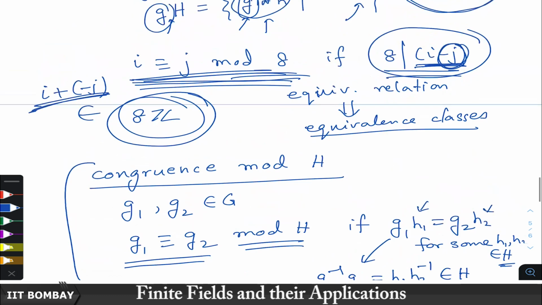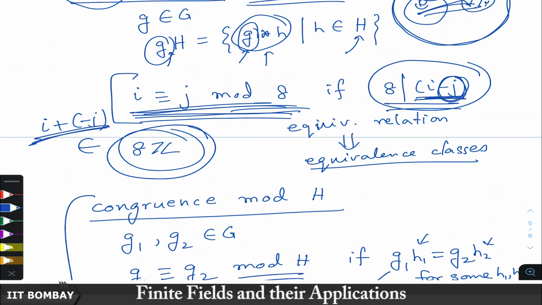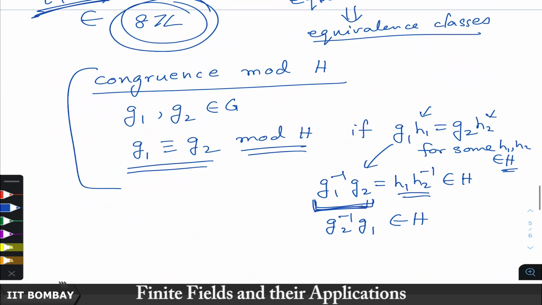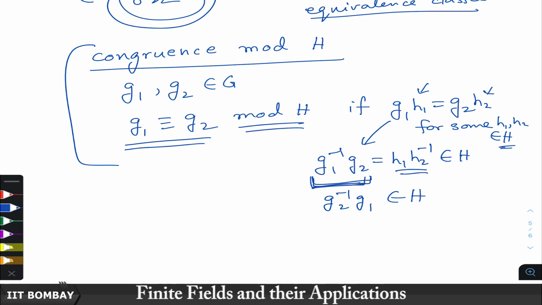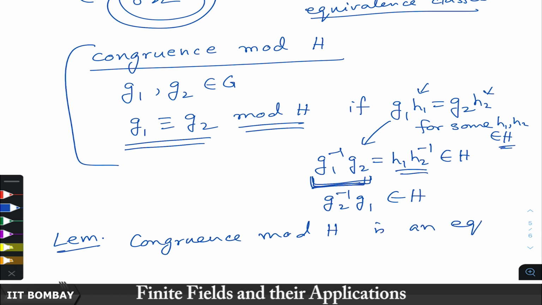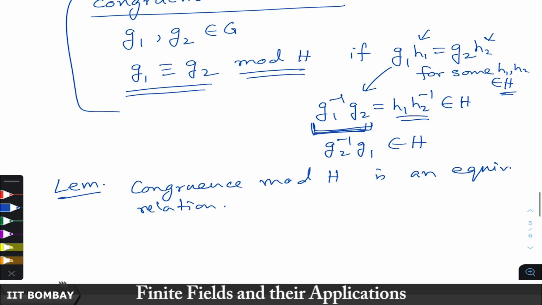So, this is a generalization of the definition here, this relation. Okay. And under this relation, we can see that the equivalence classes, this is an equivalence relation. So, this relation, congruence, let us say this is the lemma: congruence mod H is an equivalence relation. It is very easy to check.